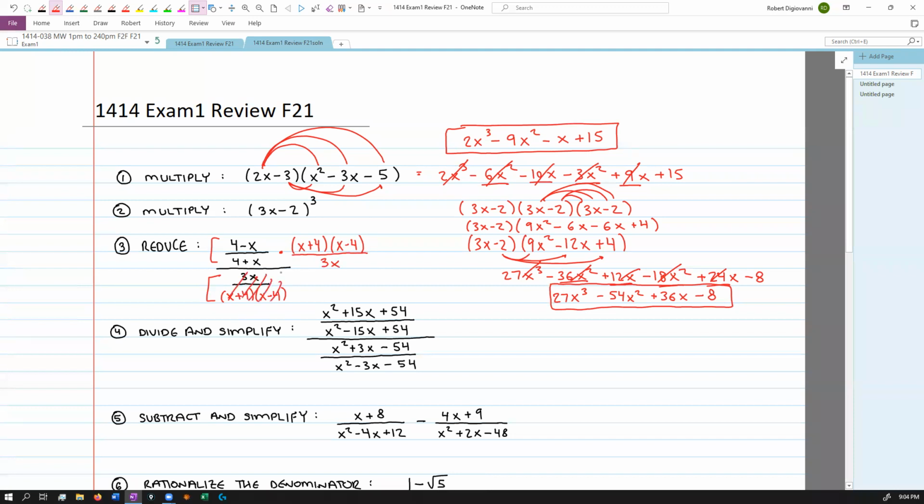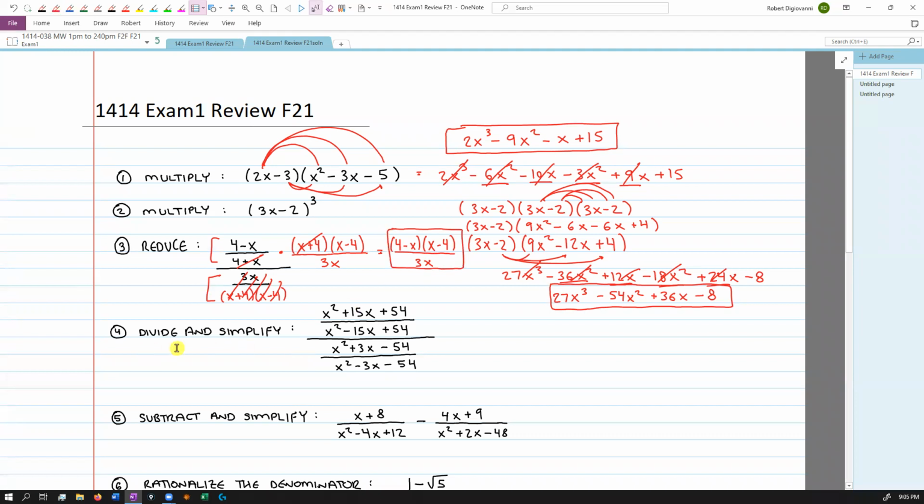And then let me see, can I cancel anything out? I can cancel the x plus 4 out. And that just leaves me on top the 4 minus x times the x minus 4. Then on the bottom, the only thing left on the bottom is 3x. And that would be fine. We can just leave it like this.